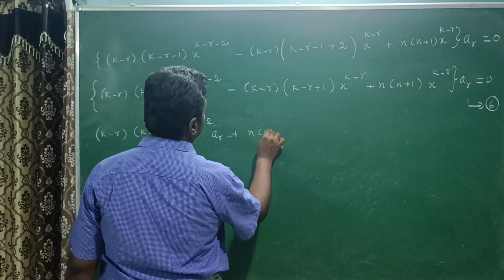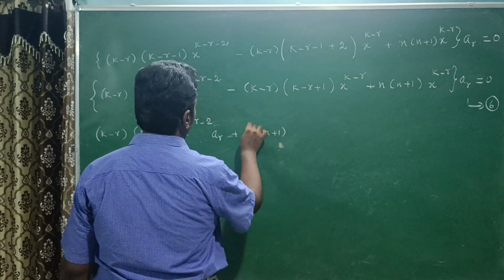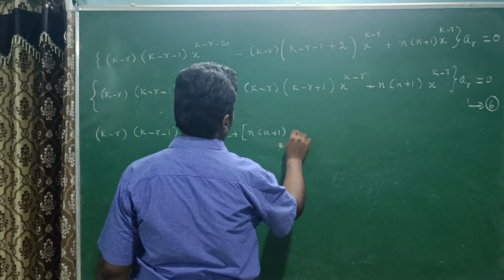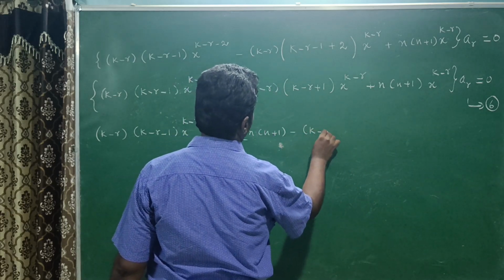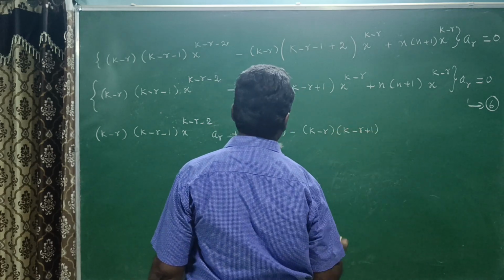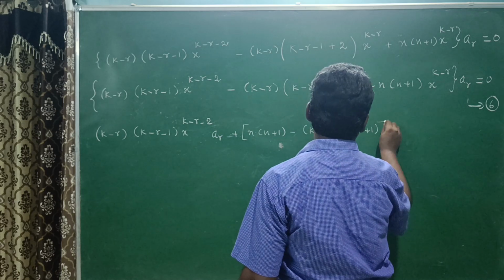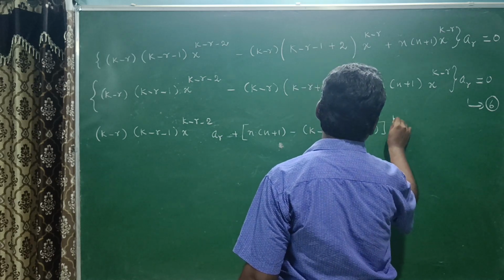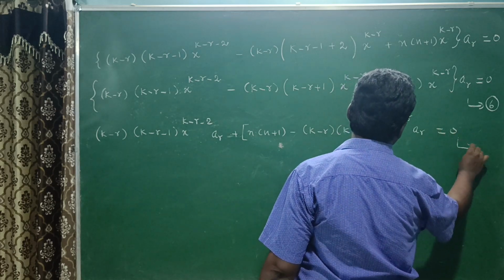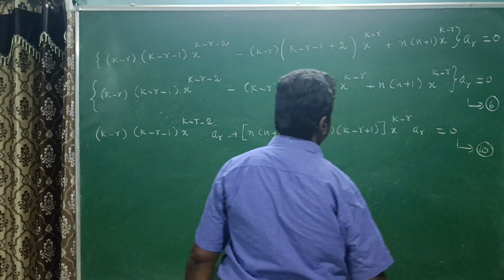Plus n into n plus 1. See this, write down this term first. Minus k minus r into k minus r plus 1, entire is multiplied by x power k minus r into ar is equal to 0. Say this is equation number 10.